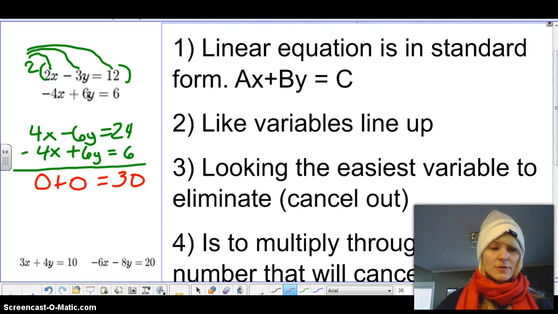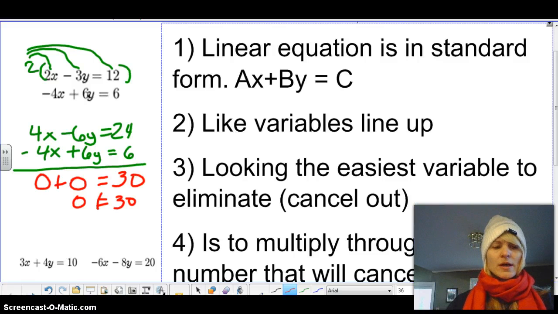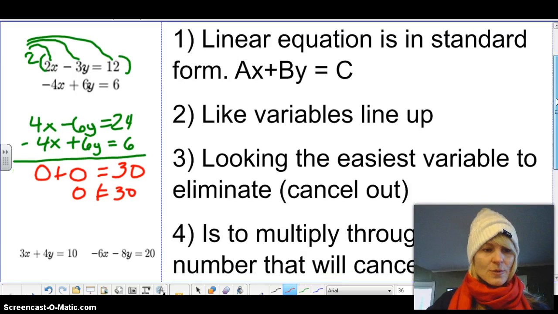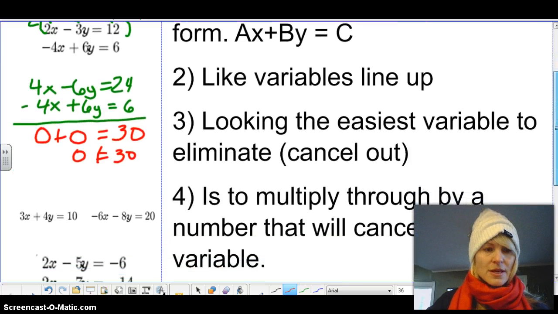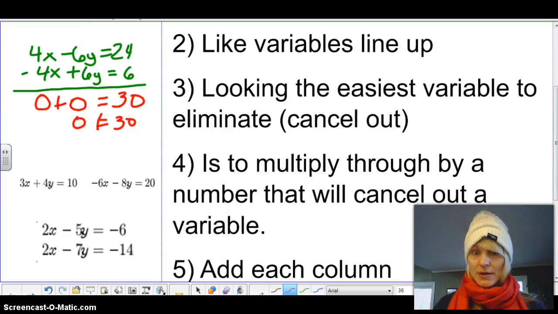So I have 0 plus 0 equals 30, or 0 equals 30. Is that a true statement? 0 equal to 30? No. And so because this doesn't work out, this tells me this is not a consistent equation. So if it's not consistent, we have 2 other options. It can either be inconsistent, meaning they're parallel, or it can be dependent, meaning they're the same.